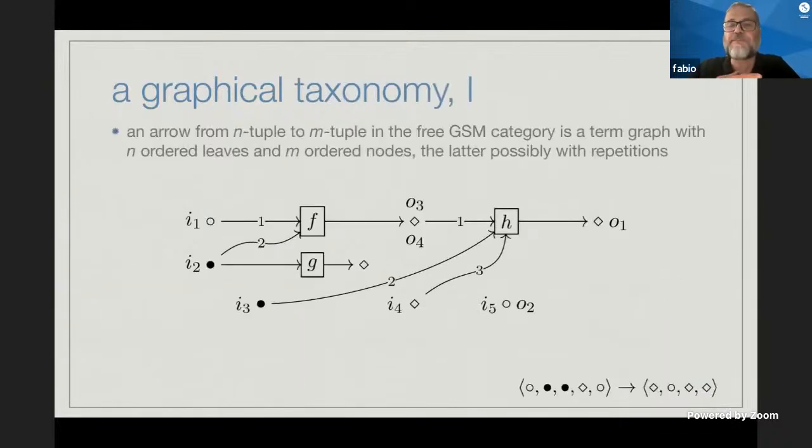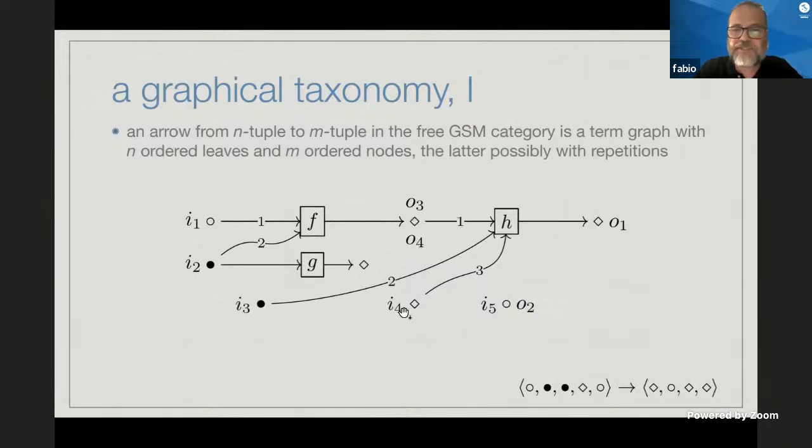If I take the free gs-monoidal category of the signature, any arrow from an n-tuple to an m-tuple is actually a term graph with n ordered leaves and m ordered nodes, the latter possibly with repetition. For example, this one is a term graph which has source circle, bullet, bullet, diamond, diamond, and target diamond, circle, diamond, diamond. And here you see input 1, input 2, input 3, input 4, input 5. I mean, we are talking about spans in the end. Actually, co-spans, okay?